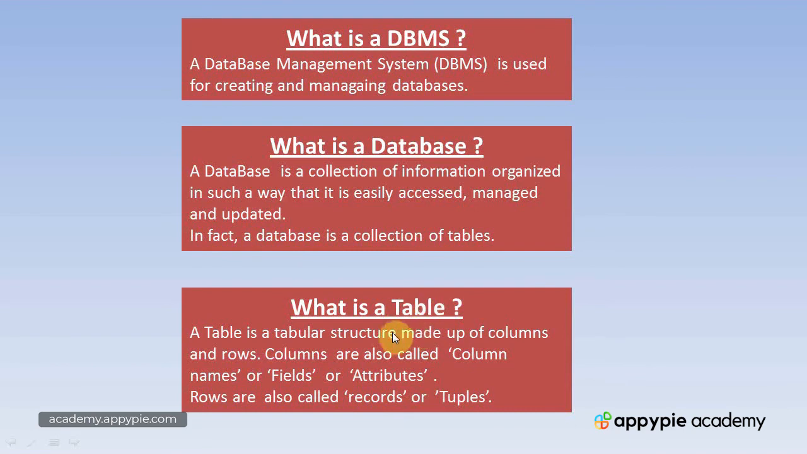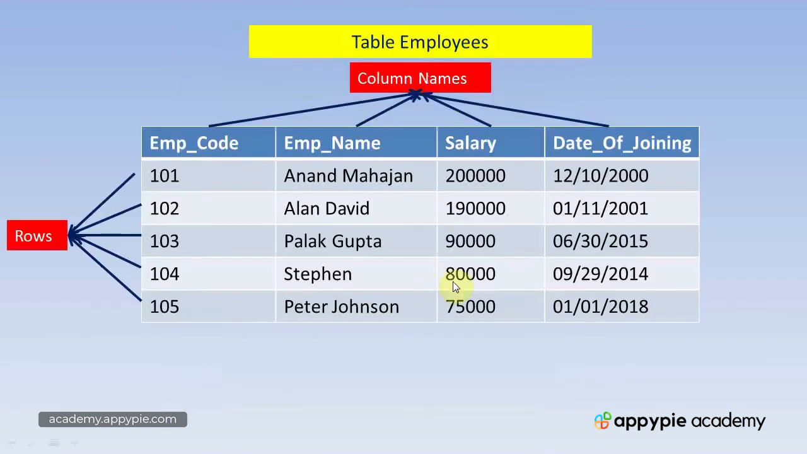Now, this is an example of a table, and you can see the data has been arranged in a tabular form. These are your columns: employee code, employee name, salary, date of joining, etc. These are column names, which are also called field names or attributes. And we have got records of many employees. For example, the first employee code for the first employee is 101, name is Anand Mahajan, salary is this one, date of joining is this one, and this is the first row, which is also called a record.